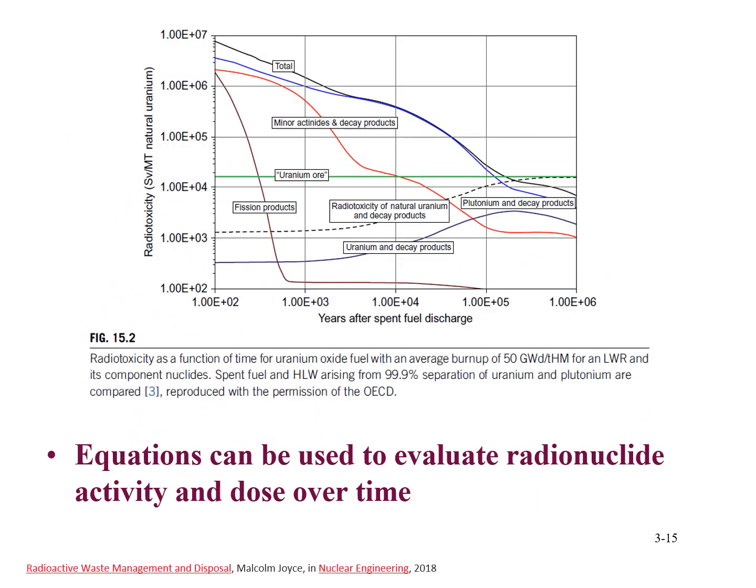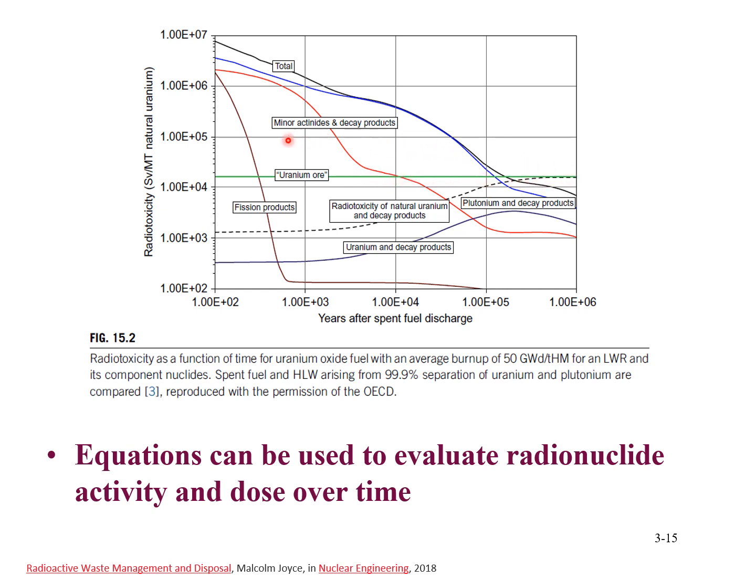Here's an example of the utility of the equations we've just explored. This figure shows the radiotoxicity of radioactive waste as a function of time, and you see the radiotoxicity is listed in sieverts per metric ton of natural uranium. It's a way of comparing the toxicity of spent fuel to that of natural uranium.